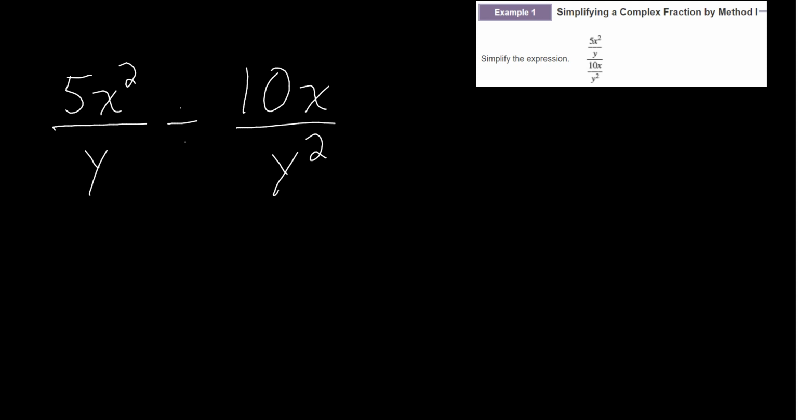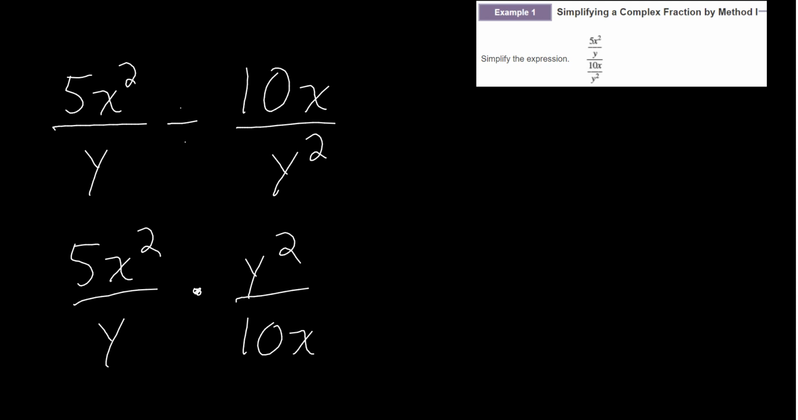Now it becomes easier to solve, right? Because I can just change this to 5x squared over y times y squared over 10x. Right? And that makes it so much easier. So let's go ahead and do some canceling. This y cancels with one of these y's. This 5 turns to a 1. This 10 turns to a 2. This x cancels with one of these x's. So what remains looks like just simply an xy in the numerator, and my denominator is just a 2. Right? And that's it.